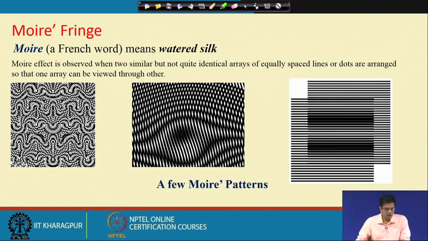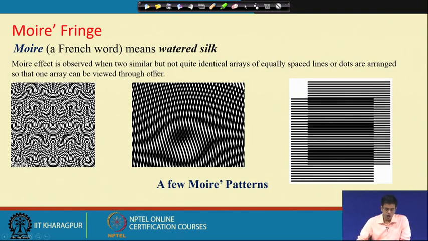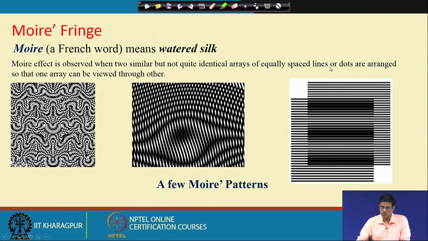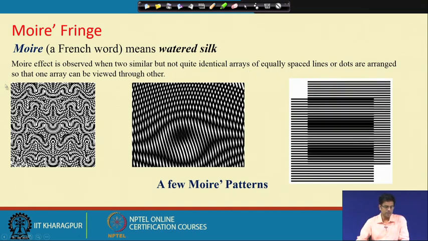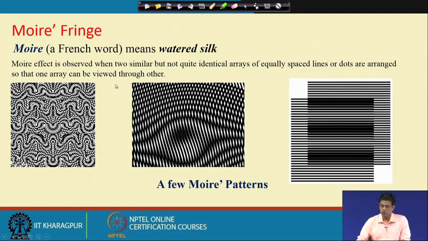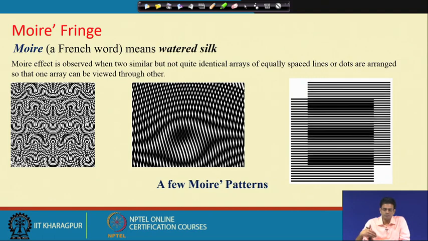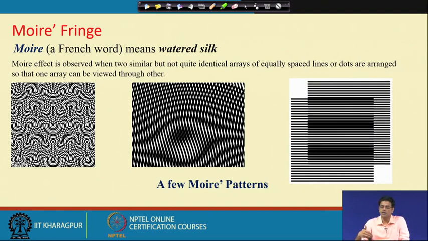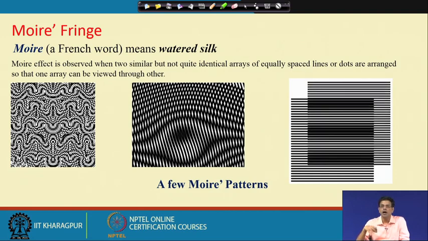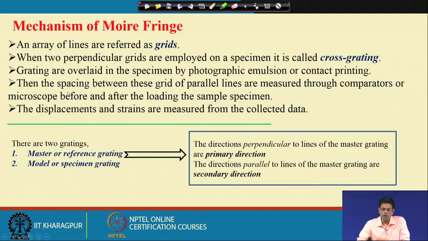So, the moire effect is observed when two similar but not quite identical arrays of equally spaced lines or dots are arranged so that one array can be viewed through the other. They may or may not be identical. This generates some patterns in a body. So, this is also helpful for our case.